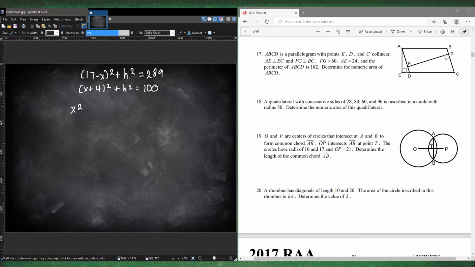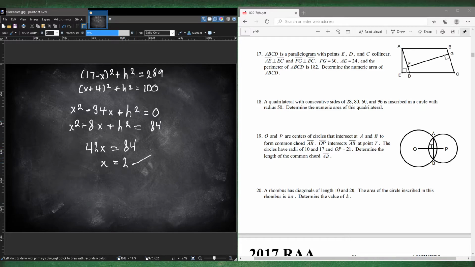Then we have x squared minus 34x plus 289. We cancel with this 289, so that makes h squared equals 0. And this one is x squared plus 8x plus 16 subtracted from this 100, which makes 84, plus h squared. So what we can do is multiply the first equation by negative 1 and then add it to this, so that cancels out our x squared. Then we add these two, which gives 42x, and h squared cancels out, and that equals 84. So that gives us that x is equal to 2.